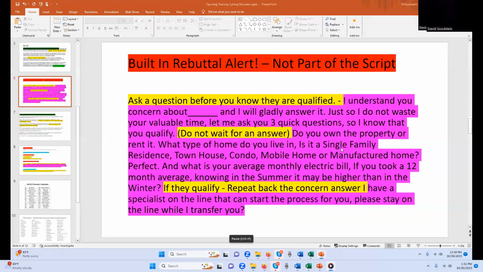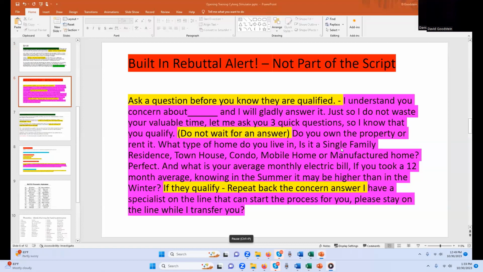And this is what you would say. I understand your concern about XYZ, and I'll gladly answer it. Just so I don't waste your valuable time, let me ask you 3 quick questions so I know that you qualify. Notice, do not wait for an answer. Just go right into it. Do you own the property or do you rent it? You own it. Okay. And what type of home do you live in?